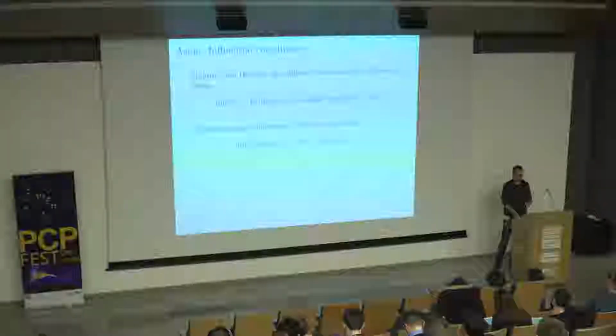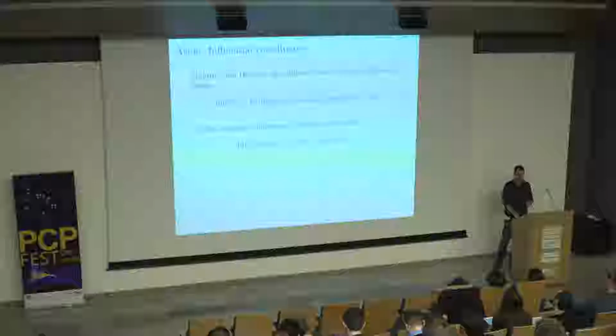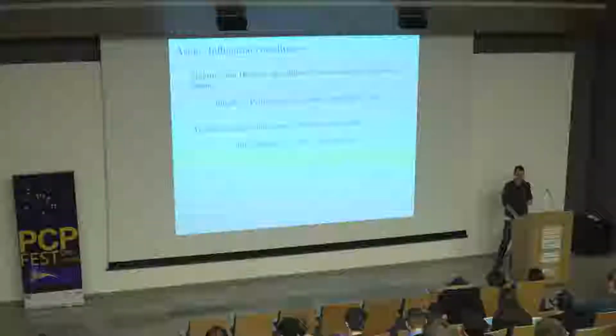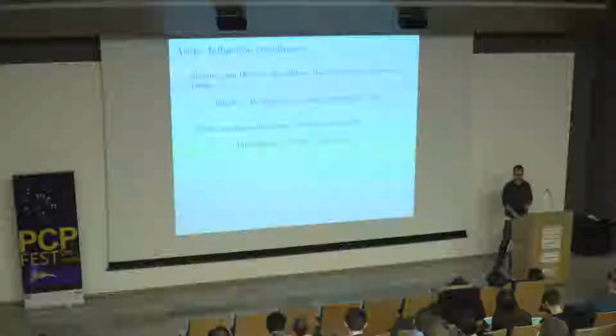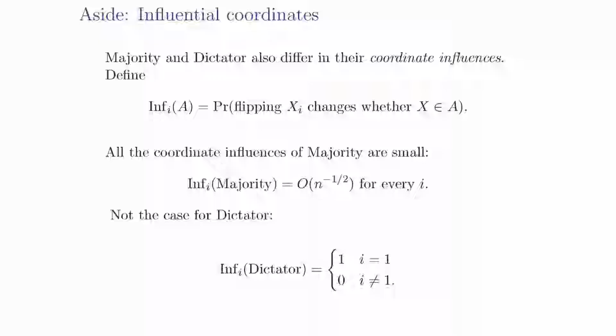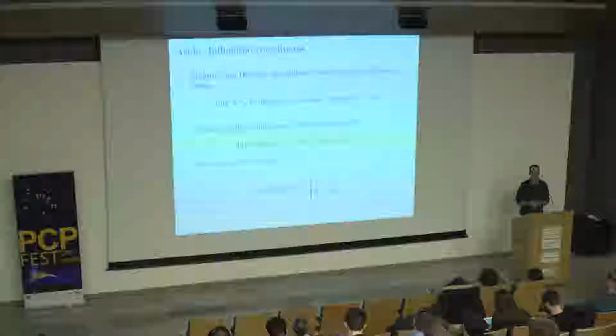So some examples that are good to have in mind. Our two noise stable functions from before have very different influences. For majority, all of the influences of all the variables are about 1 over square root n. It's easy to see. And for dictator, the influence of the dictator itself is 1, and all the other influences are 0. Good? Okay?